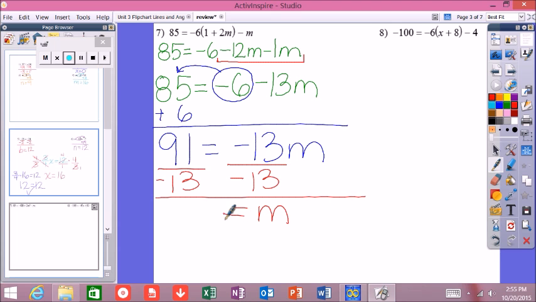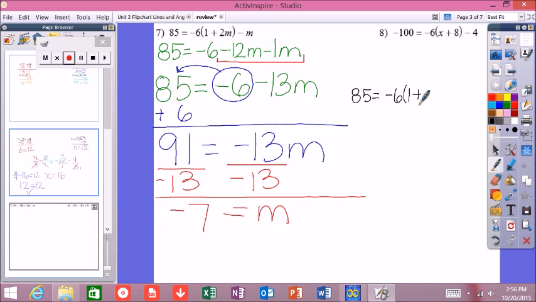So we have our m on the right side equals, and 91 divided by negative 13 is negative 7. Because there's a lot going on in this problem, you definitely want to plug it back in and check it. So 85 equals, when I simplify on the right side, I should end up with 85.